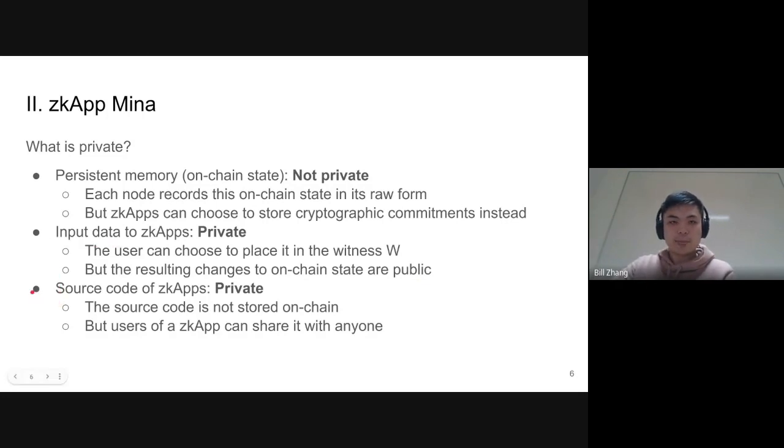The final class of data is the source code of these ZK apps, and that is also by default private in the sense that it's not hosted on the chain.